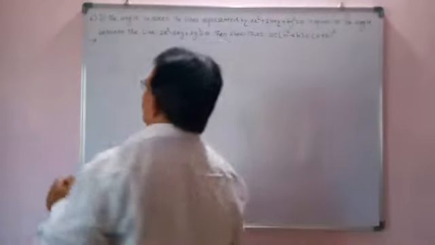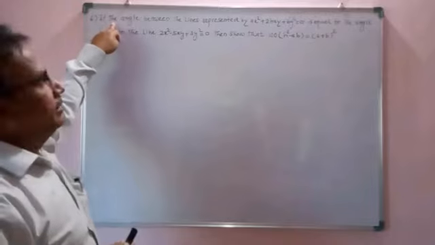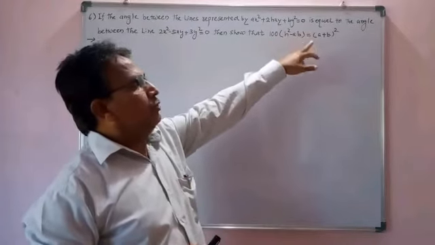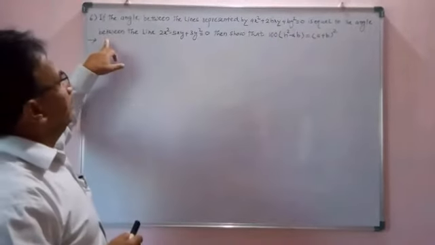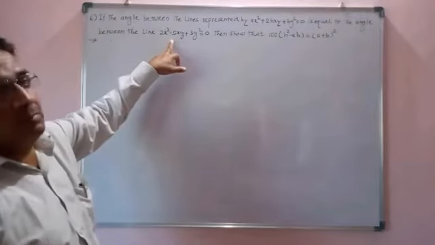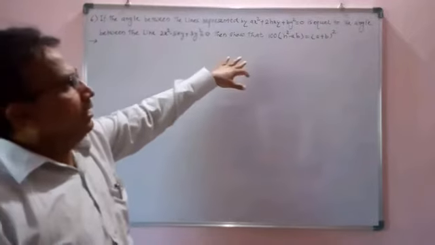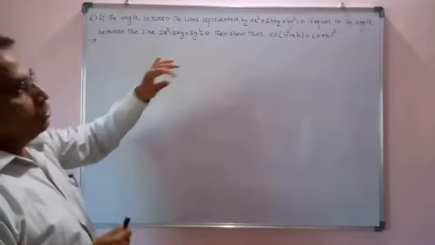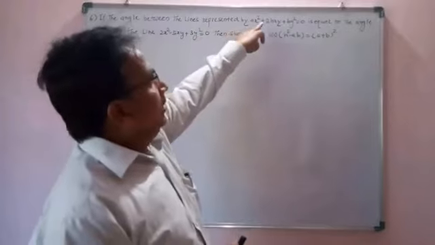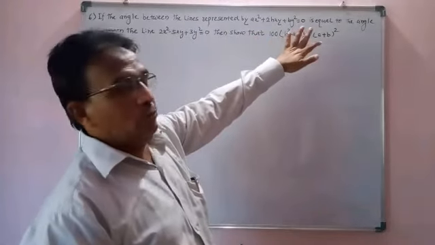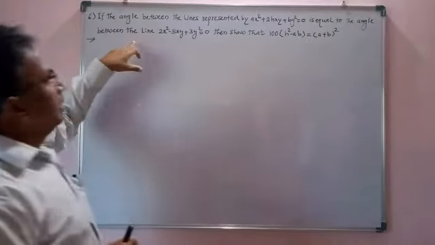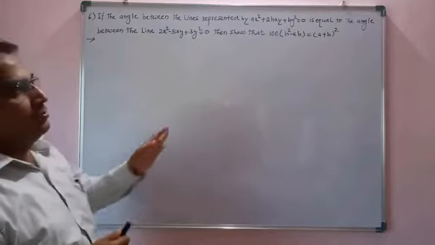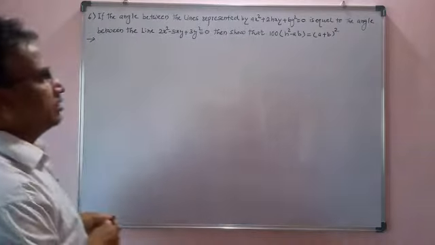We see the next example. If the angle between the lines represented by ax square plus 2hxy plus by square equal to 0 is equal to the angle between the lines 2x square minus 5xy plus 3y square equal to 0, then show that 100 into h square minus ab equals a plus b bracket square.